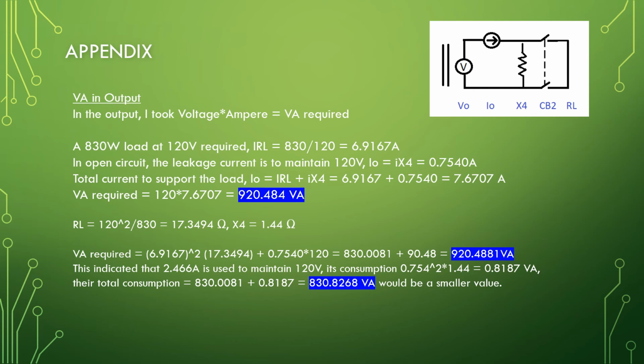2.466 ampere is used to maintain 120 volt. Its consumption is 0.754 squared times 1.44, equal to 0.8187 VA. Their total consumption equals 830.0081 plus 0.8187, equal to 830.8368 VA, which would be a smaller value.